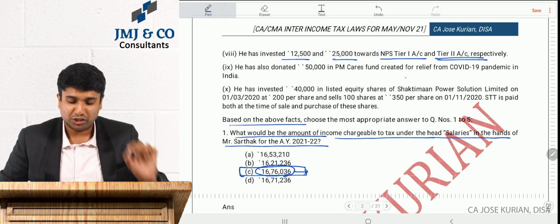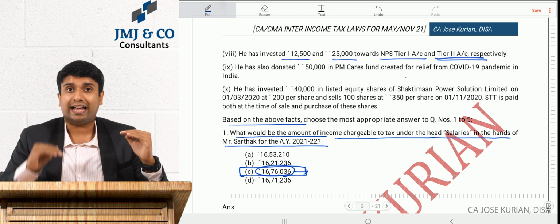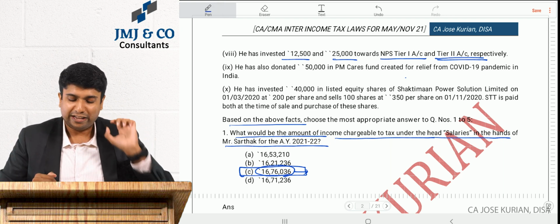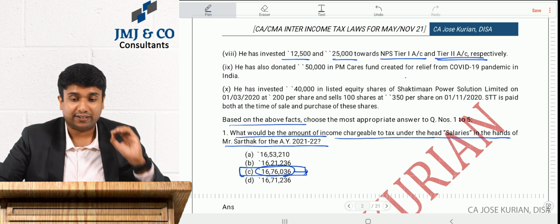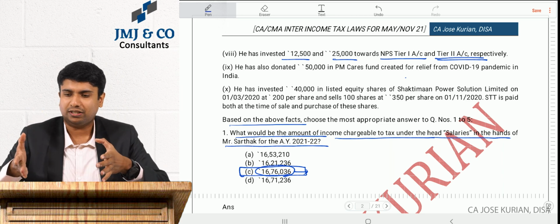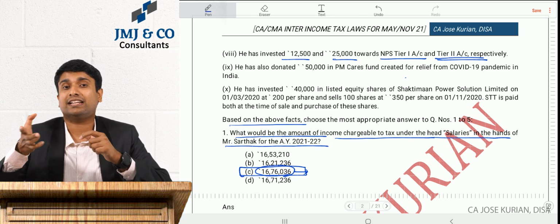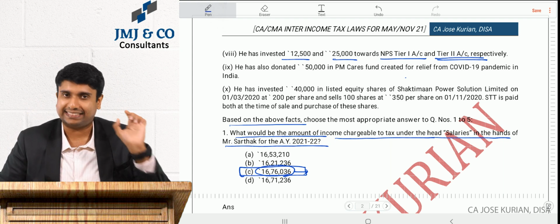So friends, in relation to NPS, National Pension Scheme, there are 2 kinds of investment, Tier 1 and Tier 2. If you are investing an amount to Tier 2 account, and you are a central government employee, you can claim that investment as a deduction under 80C.